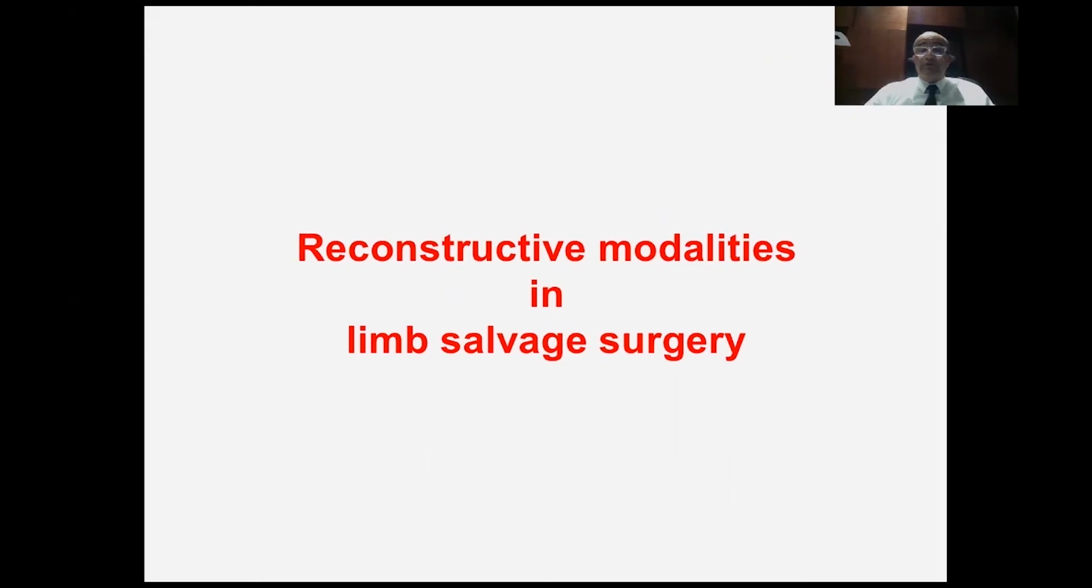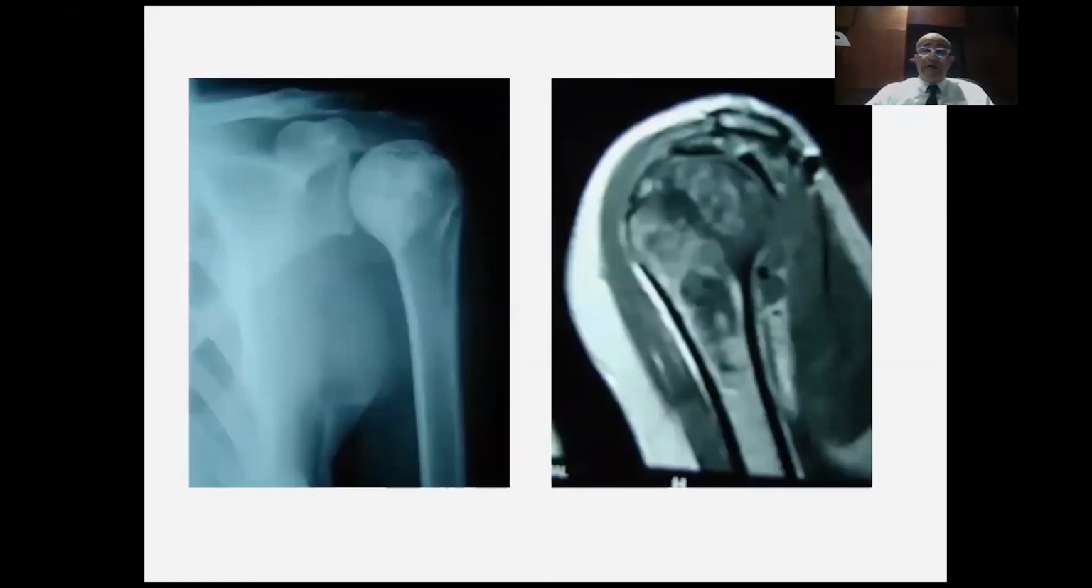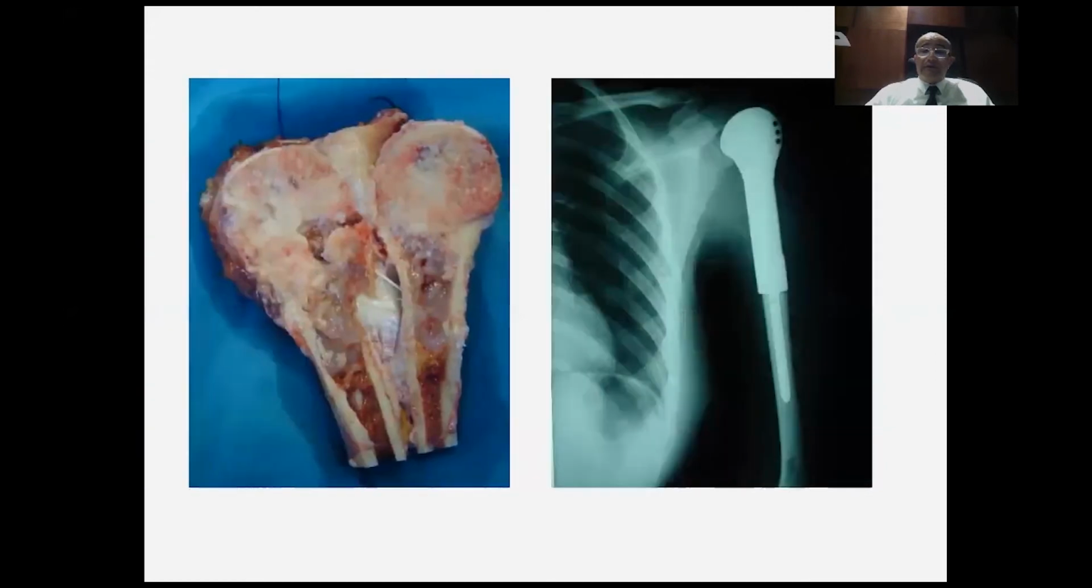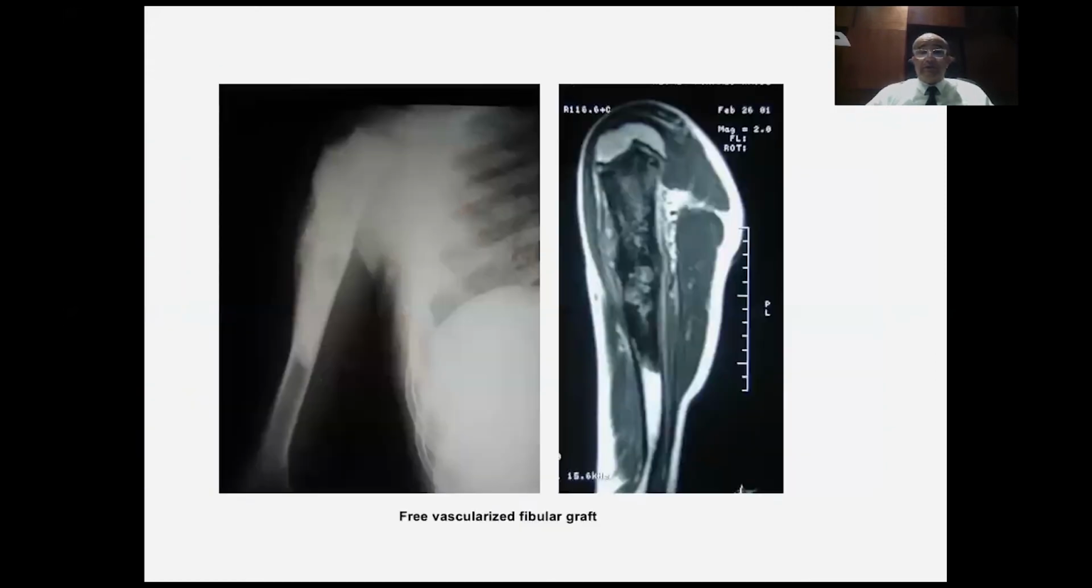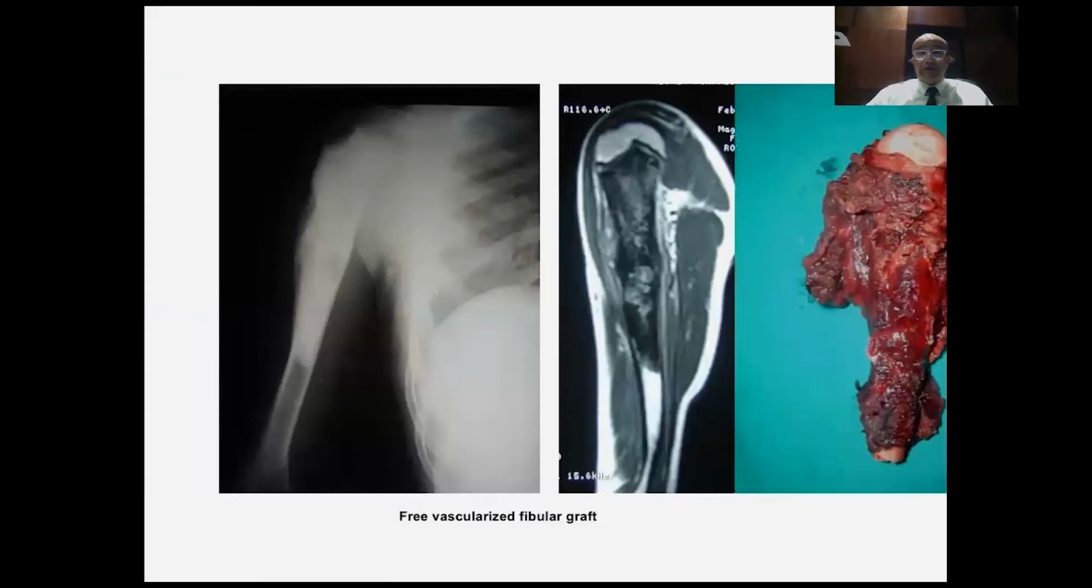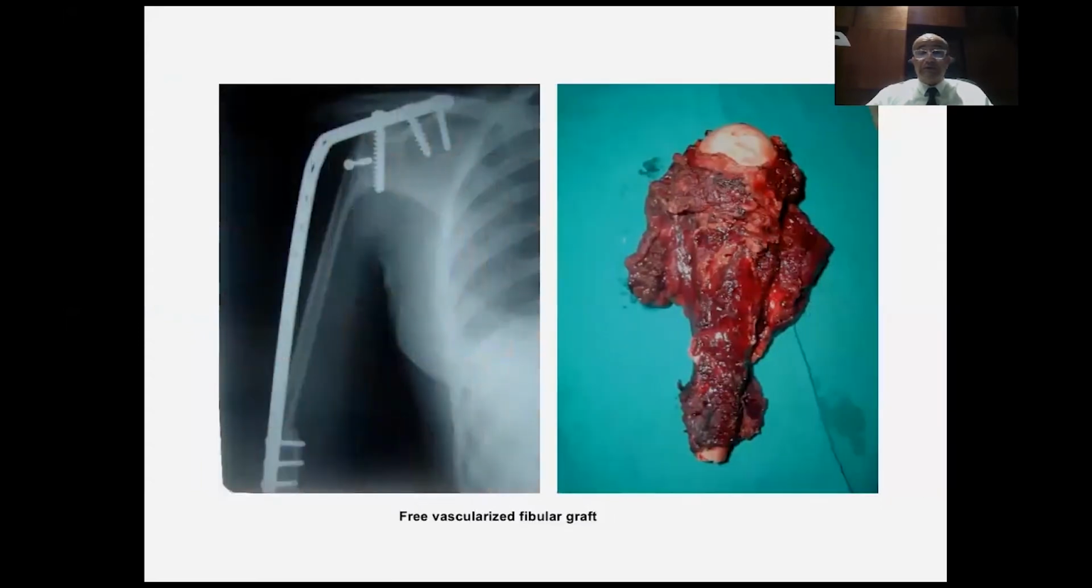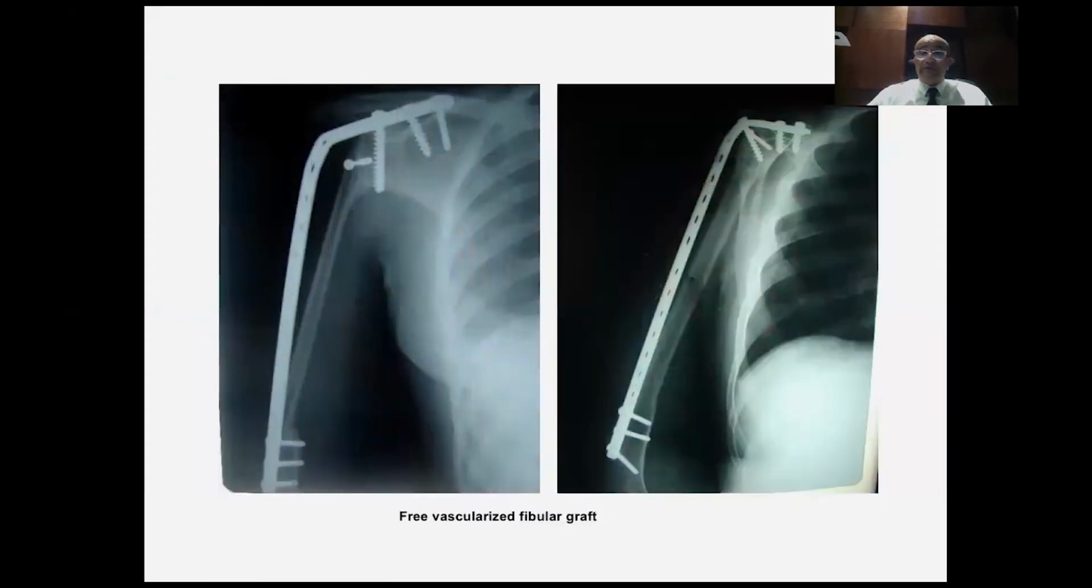We'll pass through different reconstructive modalities in different sites of the body so that you can have an overview of how we use these reconstructive techniques. We begin with the humerus. This is an osteosarcoma of the proximal humerus after resection and reconstruction with a modular prosthesis. This is an osteosarcoma of the proximal humerus reconstructed with a vascularized fibular graft, you can see how the fibula hypertrophies with time.